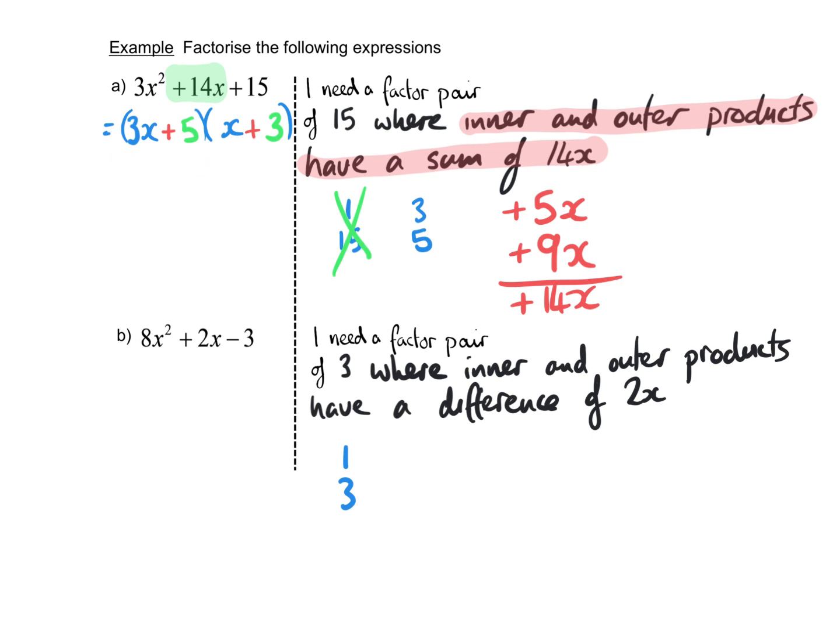Now this is a little bit harder. 3 is a prime number in this one, so 3 times 1 is the only way I can make it. Whereas 8 is not a prime number, so I've got a couple of different ways I could make this 8x squared.